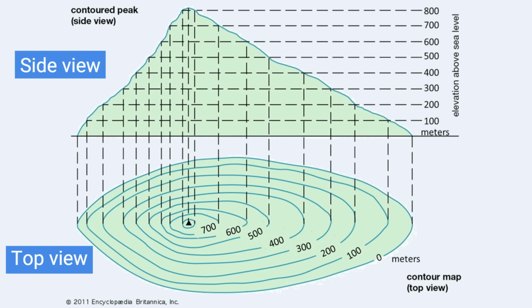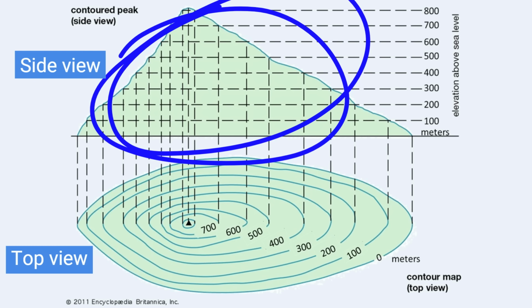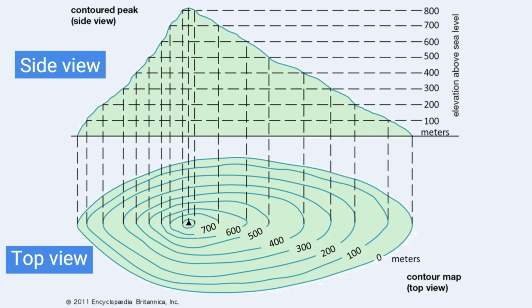When you match the top view to the side view, it becomes clear how the contour lines represent the actual shape of the land. The side view shows the mountain's profile, or how it would appear from the side. In the top view, the contour lines spaced close together near the peak correspond to the steep slope shown in the side view. Conversely, the lines that are farther apart near the base indicate a gentler slope, as seen at the bottom of the side view.